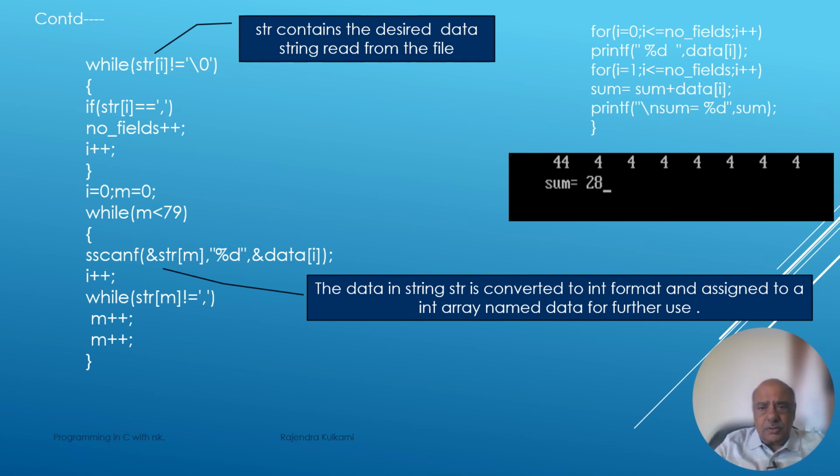Then the second loop carries out summing of all the elements of the array data. Please note 44 is not the data of interest to us, it is just an identifier for the row. So we are not adding that, we are adding only the data of interest, which is 4, 4, 4 etc. in this case, and that sum is 28. This is the screenshot of the output screen when I ran this program.